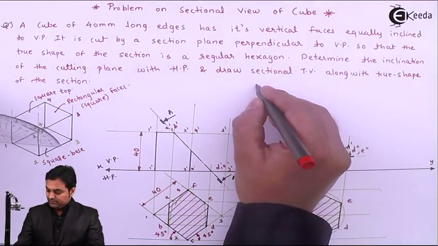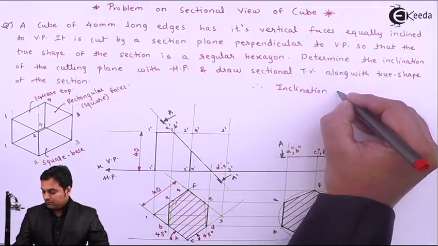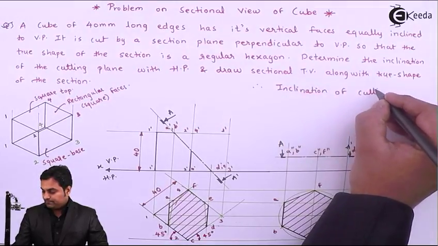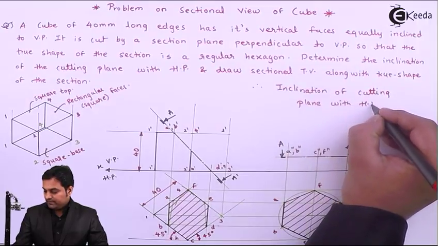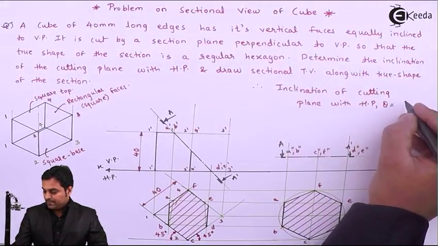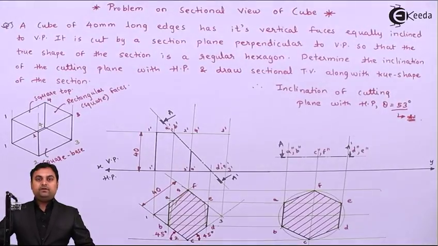So I'll say that therefore the inclination of the cutting plane with HP, and that inclination is called theta, that is equal to 53 degrees. So this is the answer, and with this we complete the problem.